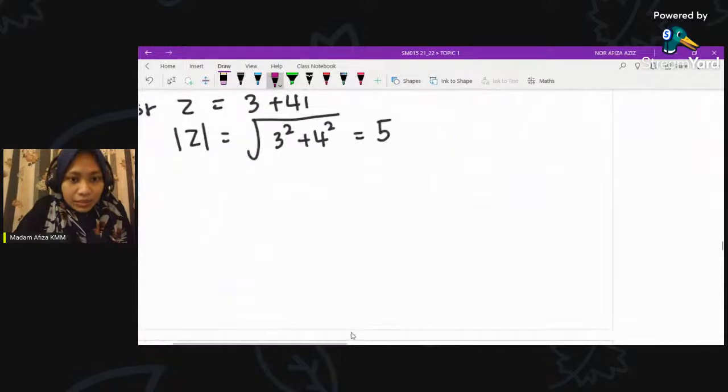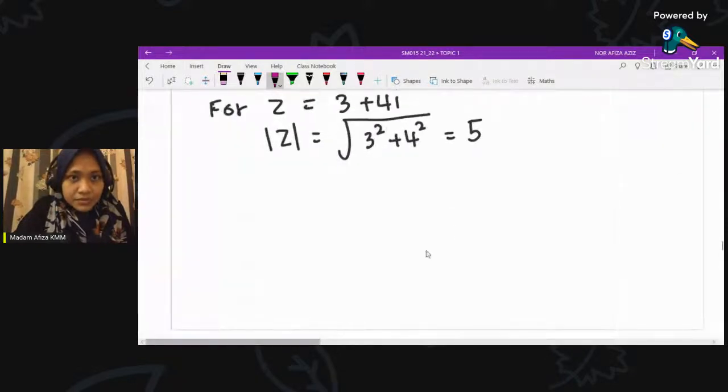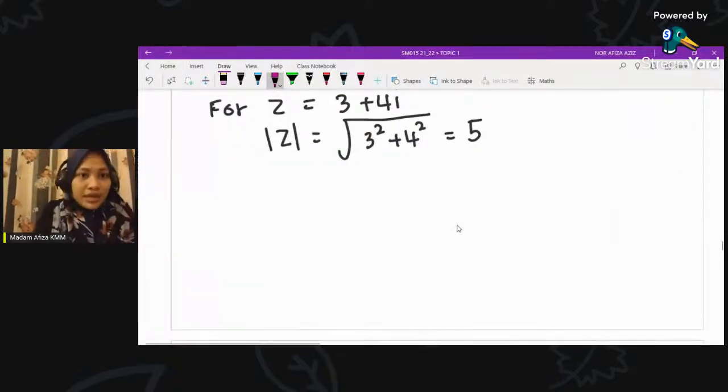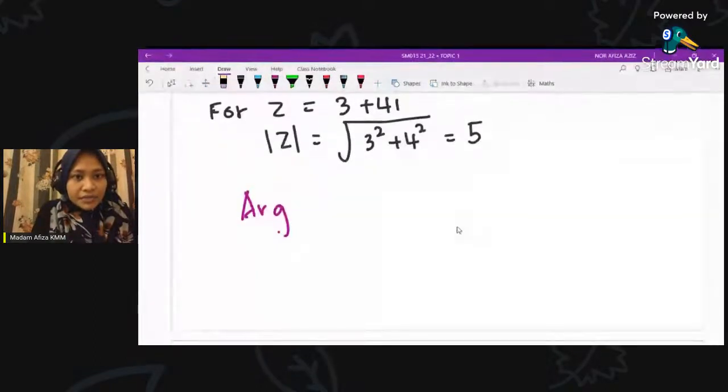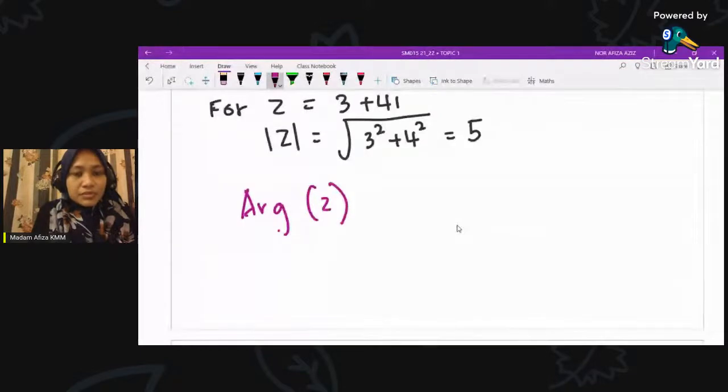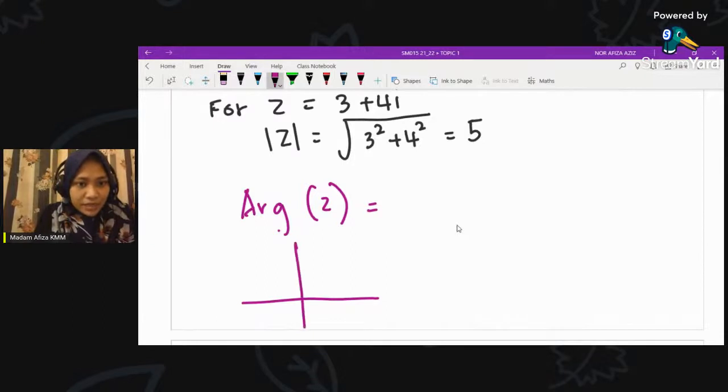So, Madam tulis kat bawah ni lah. So, to calculate for argument of Z, okay, kita akan tengok angle. Okay, so di sini katakan Madam lukis balik. Tadi kita nak cari angle ni.